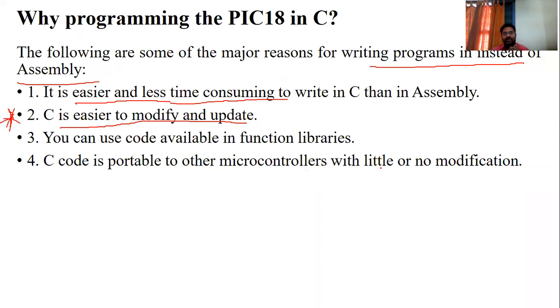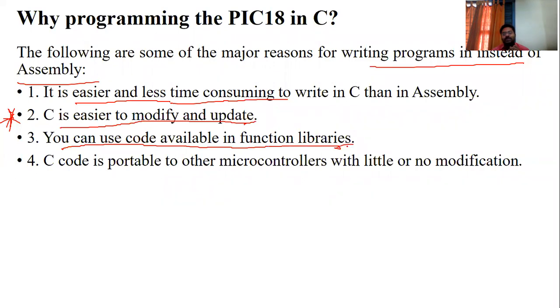But if you write assembly level language programs, it is somewhat tough to modify. Once you have executed the program, you have to come back to the current instruction and current address location. It is a tedious and time-consuming process. But in C language, it is much easier to modify and update the program. We can also use code available in the function libraries.